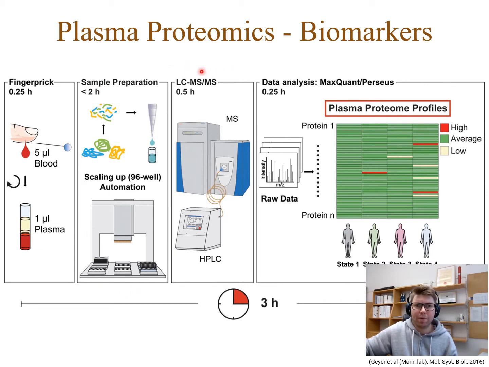The corresponding peptides are then analyzed using short chromatography gradients and fast scanning mass spectrometry methods. And at the end of the day, the mass spectrometry data can be analyzed and processed using automated pipelines that allow you to reveal proteins that are over or underrepresented across different disease states or conditions.